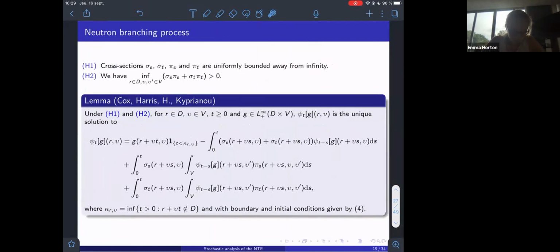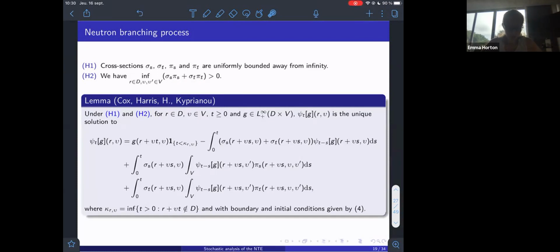So first, I introduce two hypotheses. The first is that the cross sections, so the scatter rates, fission rates, and densities, are usually uniformly bounded from above. This is just to ensure that I can't have activity, scattering, and fission happening infinitely fast, just to make sure that the system is nicely behaved. And then I also ask that the infimum of this quantity is strictly positive. This is just to ensure that there's a minimal activity everywhere, so that I don't get trapped somewhere forever.